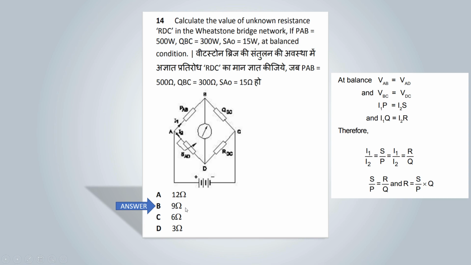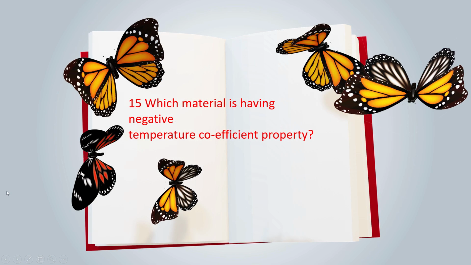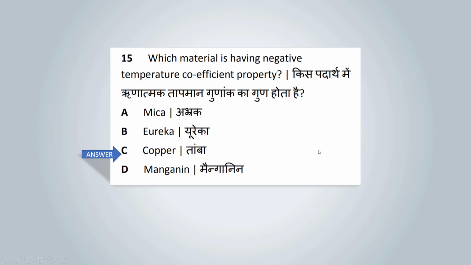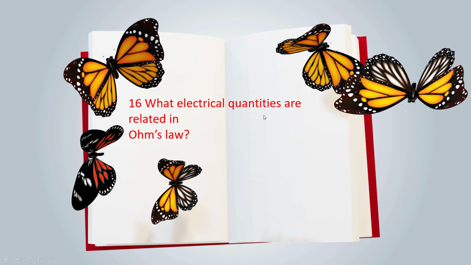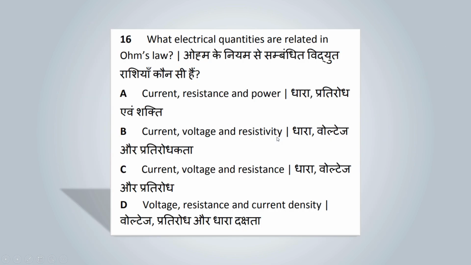Which material has the negative temperature coefficient property? The answer is mica. What electrical quantities are related in Ohm's law? We know that the electrical quantities related in Ohm's law are current, voltage and resistance.